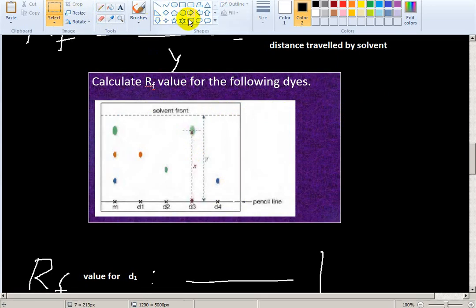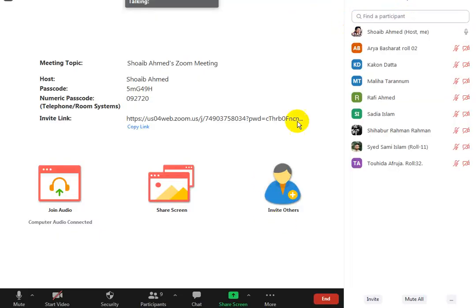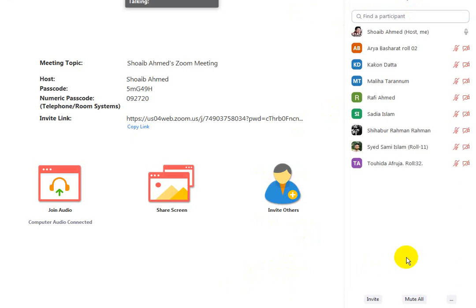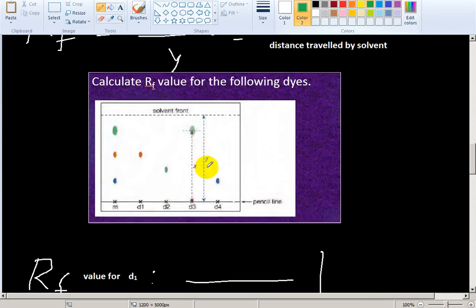Okay, this distance, which is the scale? No. Okay, I take this one as the scale. So this distance is a loop. I should use a different color here. I'll calculate the RF value from this chromatogram. Okay, are you watching my screen? Yes, sir. So now what will be the distance for this one?